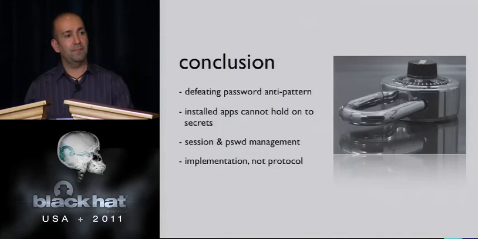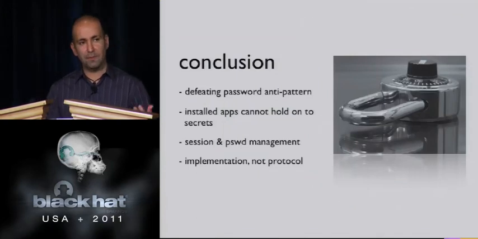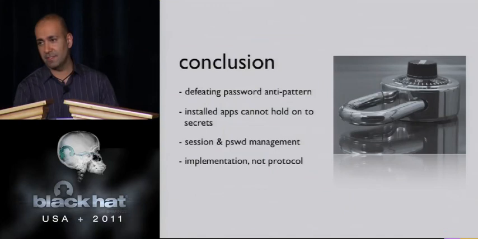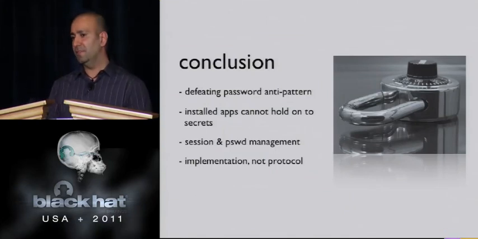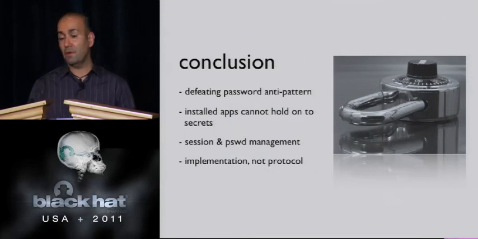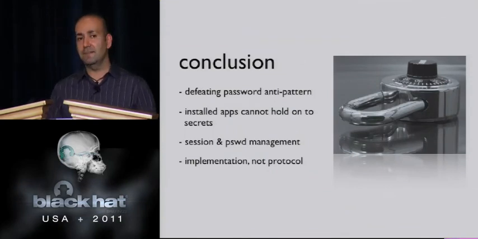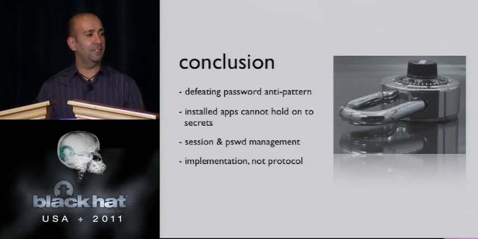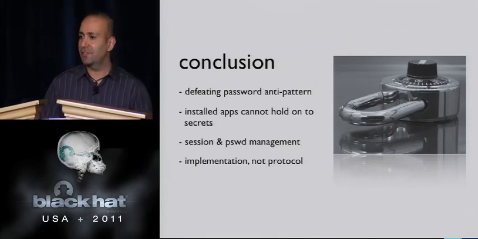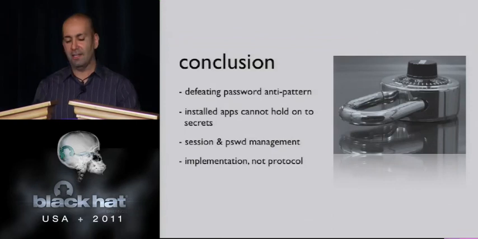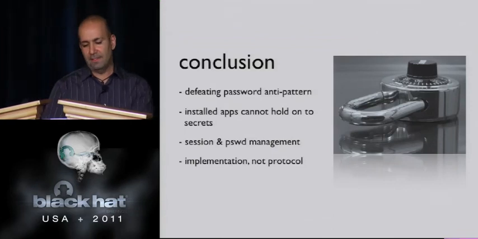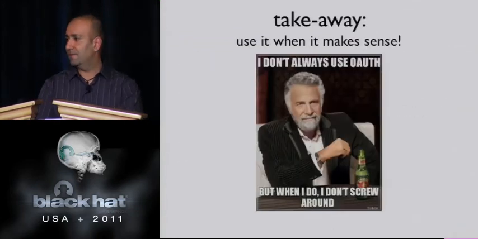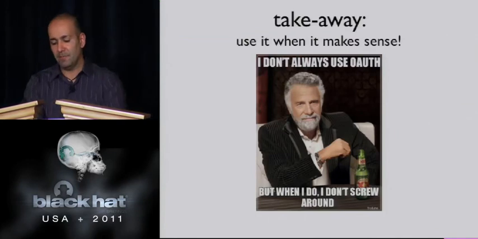So we talked about a bunch of different things here, but I guess the most important thing I'd like to point out is that all the issues we've seen here, they're really implementation concerns and not flaws of the protocol. OAuth is actually pretty good at defeating the password anti-pattern, and without it, we'll be sharing our credentials with a bunch of different sites, which is not good. And like everything else in life, just use it when it makes sense.